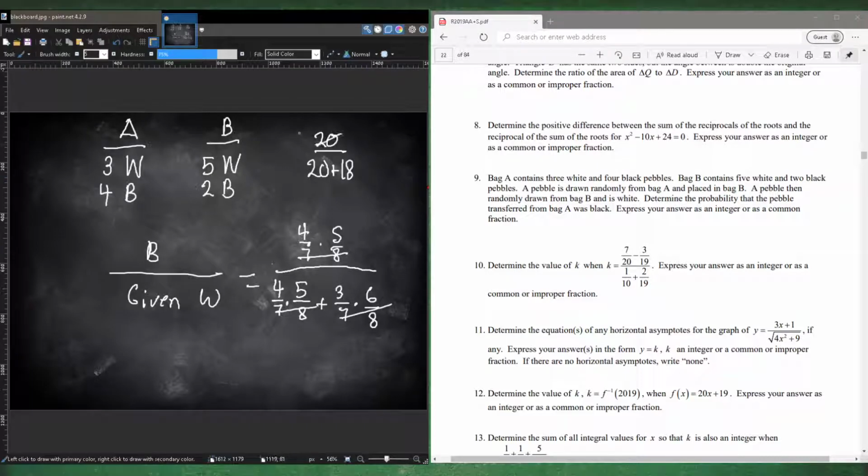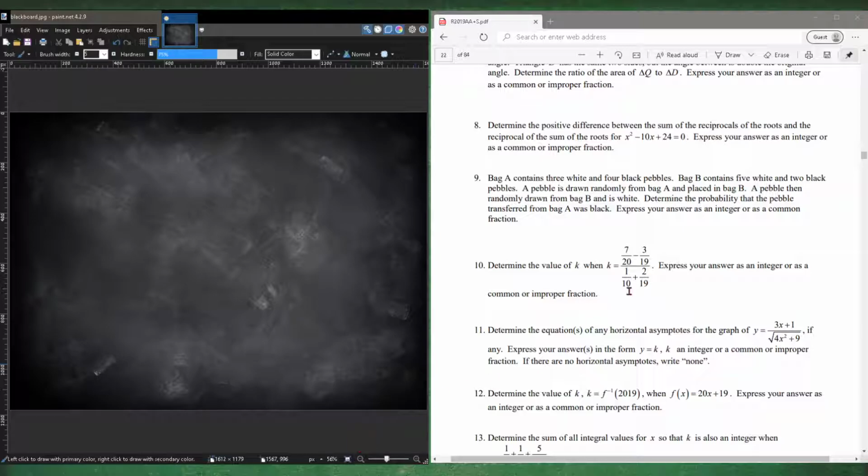Let's just divide by 2 because they're all even. So that's 10 and that's 9. So that is just 10 over 10 plus 9, which is 19. So your probability is 10 over 19. And that's it for number 9. You just got to keep track of your probabilities.